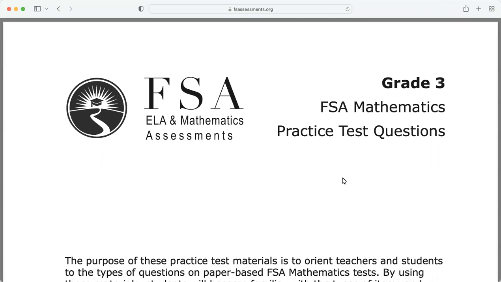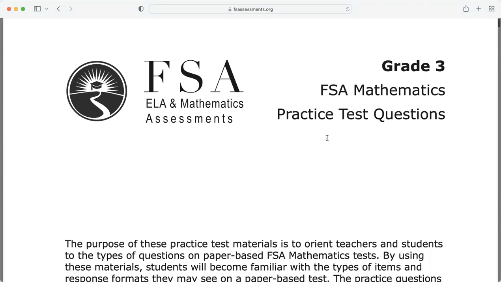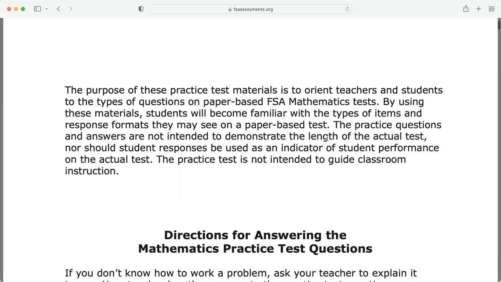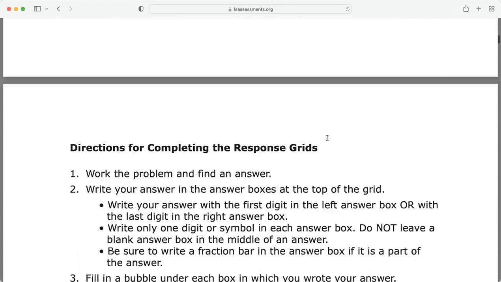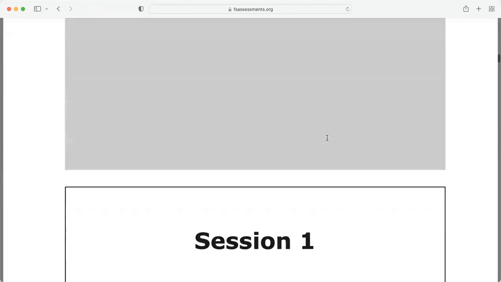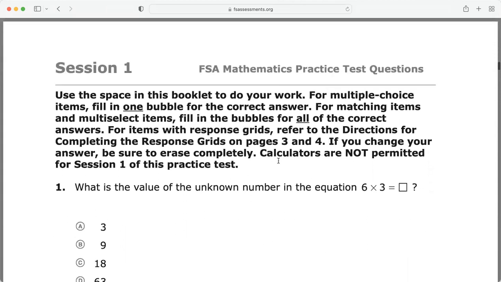So today I'm going over the grade 3 paper-based FSA math practice test, and this is the first part of it. This is available for free on the website. I will make sure the link is in the description if you'd like to take the paper-based or computer-based test for yourself. So scrolling down, it has instructions, of course. And the first session has no calculators. So this is what we're going to do in this video.